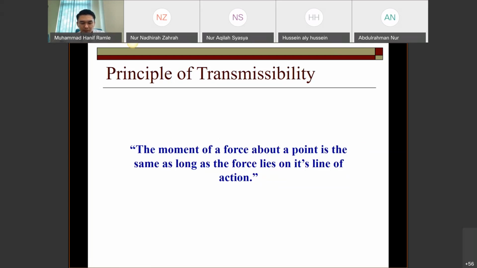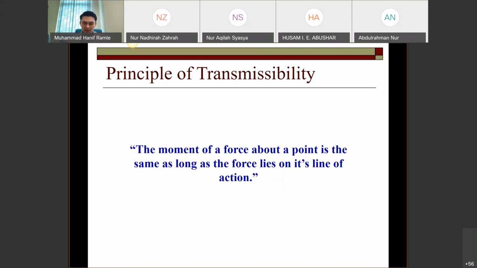Yes, Doctor. What does it mean? The moment along the same line, it's the same value. The moment, is it? Yes, along the same line.